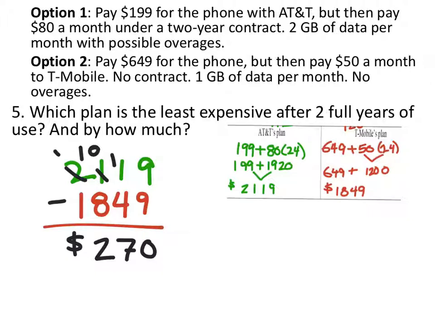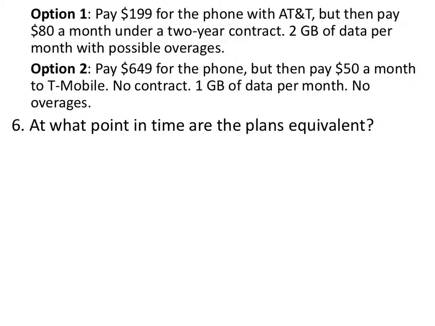And so, which plan was least expensive? Again, that was T-Mobile in this case. So T-Mobile was cheaper by $270 after 2 full years of use. At what point in time are the plans equivalent? Alright, so for this one, an equation may be useful rather than just using kind of guess and test, right? We know after 2 years, after 24 months, that T-Mobile was cheaper, and after 12 months, AT&T was cheaper though, right? But if we can just write an equation for this one, then it hopefully would become pretty clear.